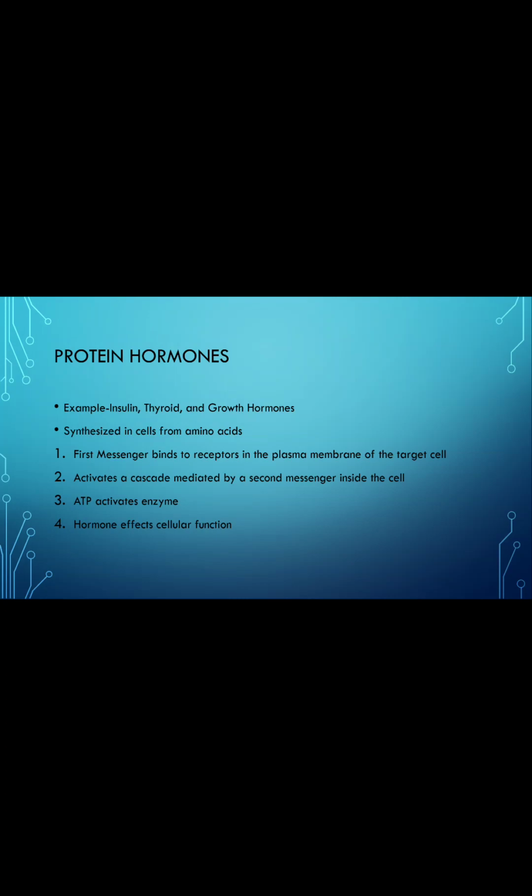Now, the first messenger binds to the receptors in the plasma membrane of the target cell. Then it activates a cascade mediated by a second messenger inside the cell. The ATP activates the enzyme, and then the hormone affects cellular function.